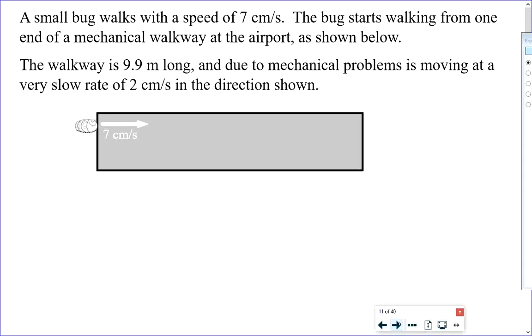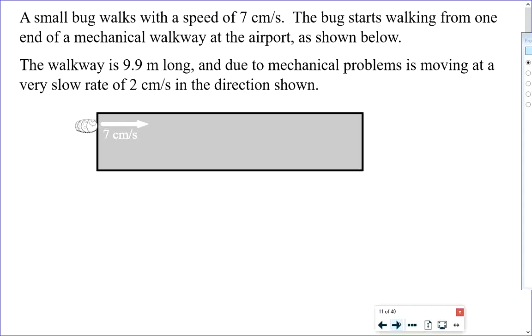So first of all, we need to appreciate that if we're going to be talking about the bug's motion in centimeters per second and the walkway is 9.9 meters long, that's 990 centimeters. If we multiply that by 100, it's, yeah, 990. 9.9 times 100. Okay.